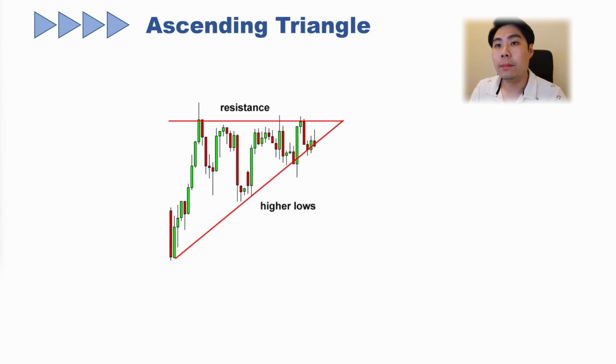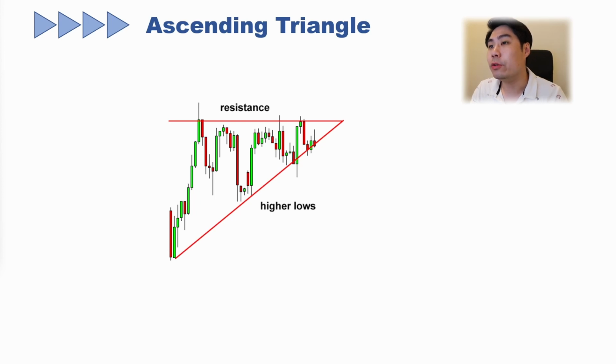So buyers are being aggressive in this case, right? They're becoming more and more aggressive. They're getting stronger and stronger. There's more and more demand, whereas the sellers are only strong at this resistance point. Eventually, both of these trend lines will meet, meaning that the price will get squeezed into an end. And when this occurs, it means that the price will have to break either up or down, right?